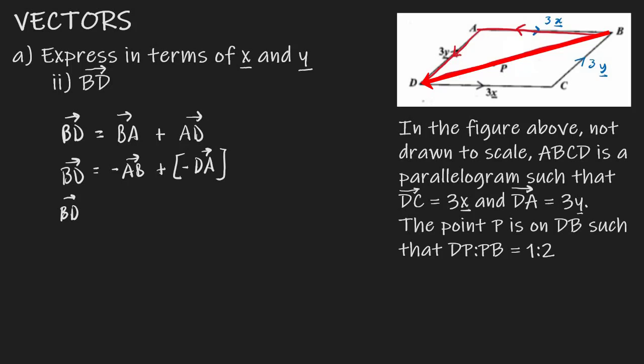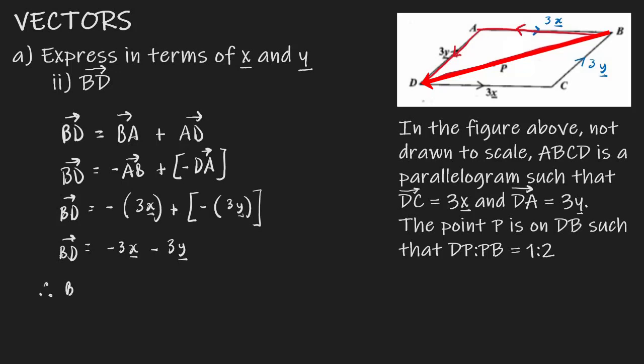BD is equal to negative vector AB, minus vector DA, which is 3y. BD is equal to negative 3x minus 3y. I can factor out negative 3 to simplify vector BD. Therefore, vector BD is equal to negative 3 times x plus y. Answer.